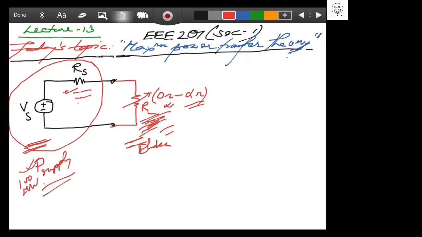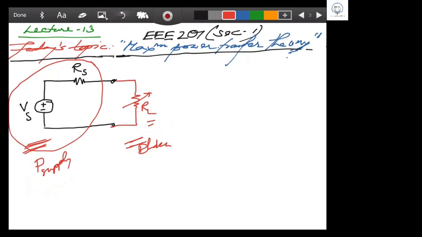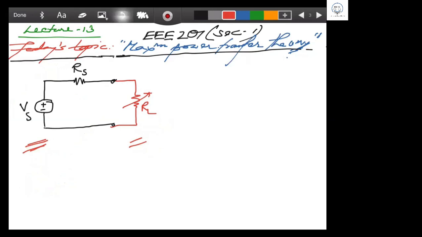Let's say now we can find out what that relationship is: the power at the load terminal we are getting, and at what condition we can get the maximum power at the load terminal. Okay, let us see how to go about that.